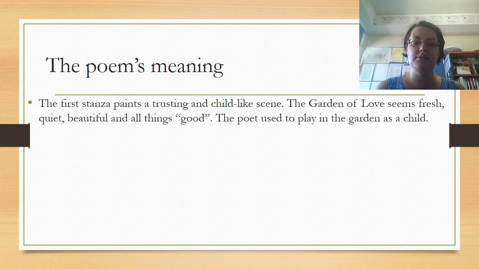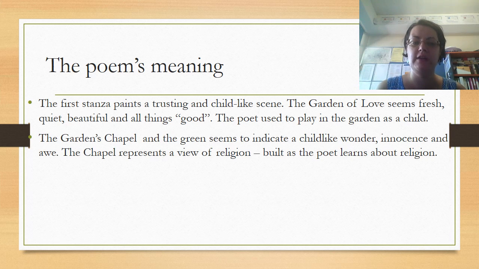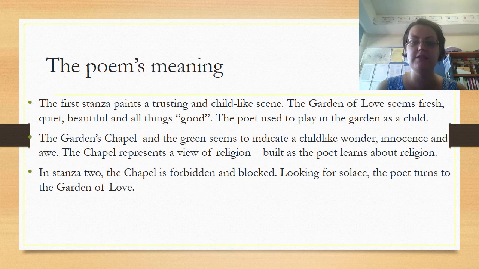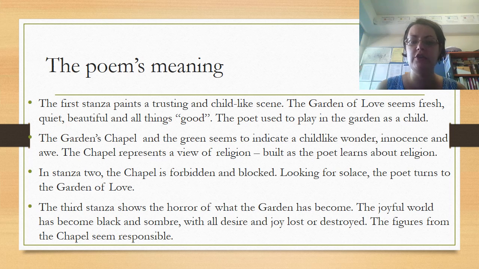Blake's poem begins with a very trusting, beautiful scene of a fresh garden where the poet used to play as a child. It seems to indicate a childlike wonder and innocence, whereas the chapel on the garden tends to represent religion. In stanza 2, the chapel is forbidden and blocked, and the poet turns to the garden for solace. The 3rd stanza shows his horror of what the garden has become, as the joyful world he knew as a child has been destroyed.